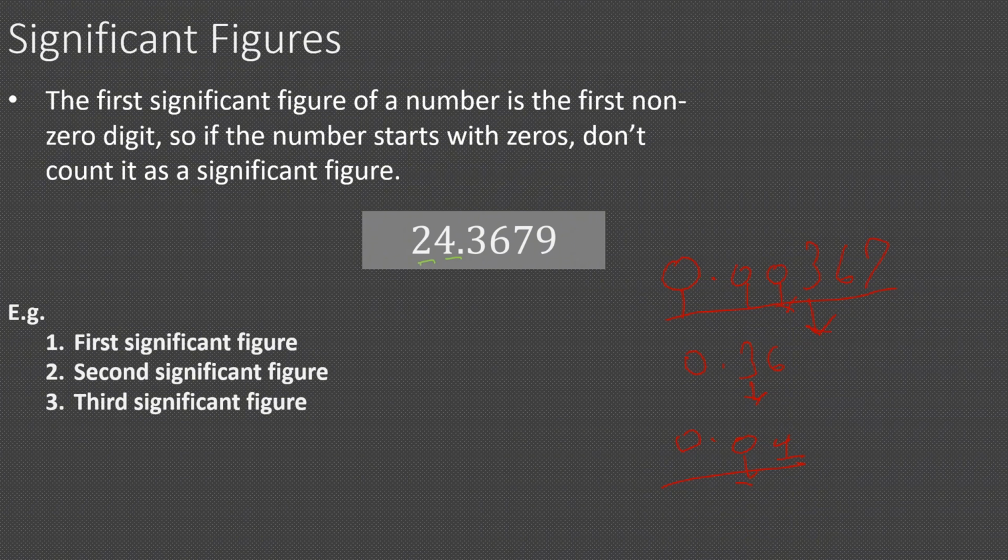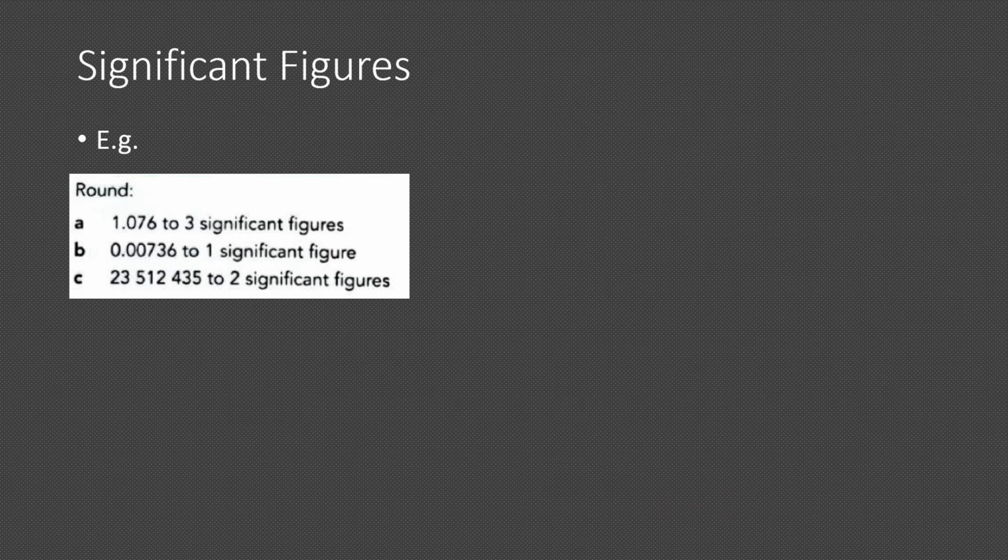So what we'll do here is that we'll look at some questions relating to this. So the first question asks us to round 1.076 to 3 significant figures. So let's write out 1.076. That's what I normally love to do. And what we do is that we'll start from the point of the first significant figure. Remember, the first significant figure is the first non-zero. And so here, 1 is not 0. So we can say this is our first significant figure.